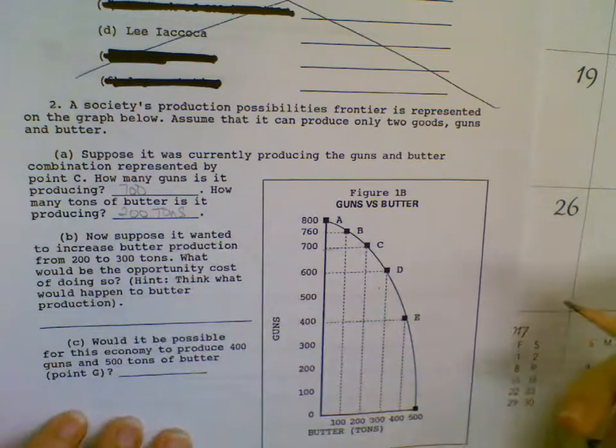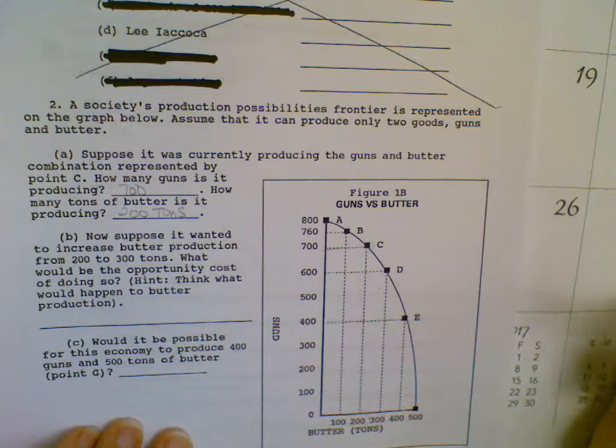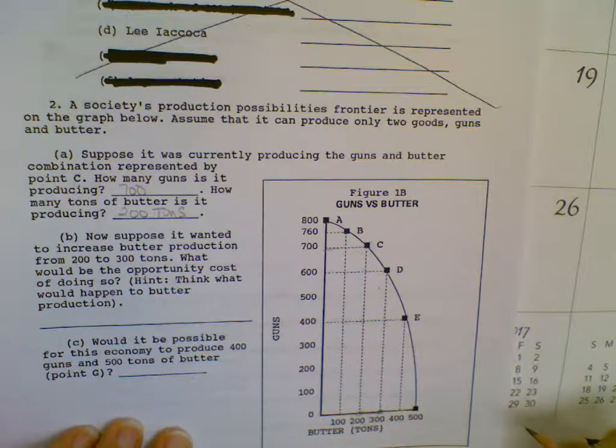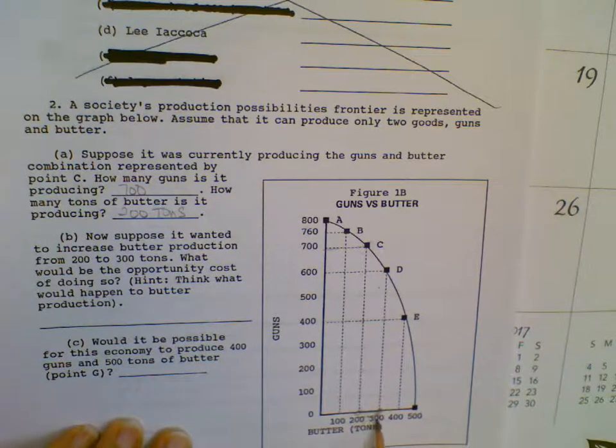And then the next question says, now suppose it wanted to increase butter production from 200 to 300 tons. So we're going to move from this point over to this point. What would be the opportunity cost of doing so? And a cost is something that you give up. And this is where I have some students having some difficulties, because if we go from 200 to 300, did you give up any butter? You did not give up anything there.